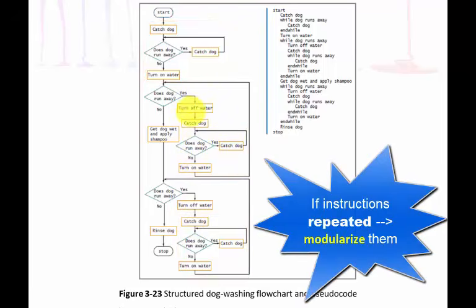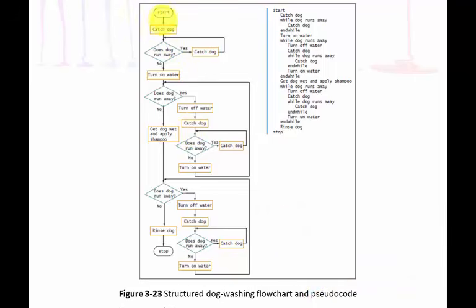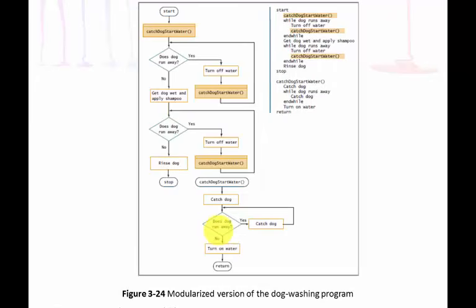Now, why isn't turn off water being put into the module? It's because at the beginning here, turn off water is not in our sequence. So we're trying to create a module that can be used more. And that is why we are only using this section here as our turn on water, turn on water. That is why we are naming it catch dog, start water module.